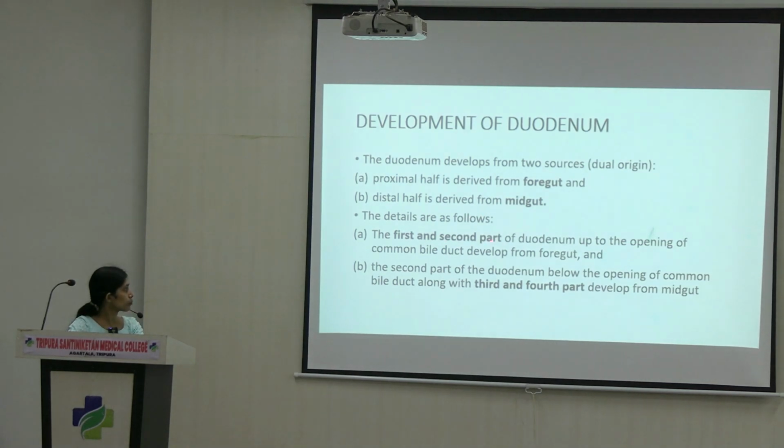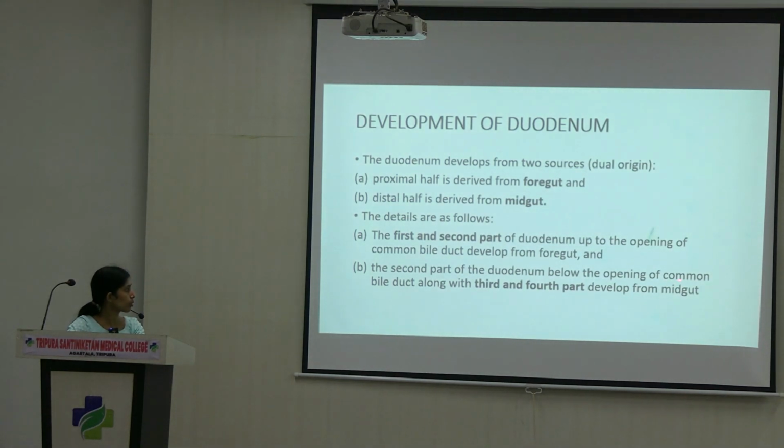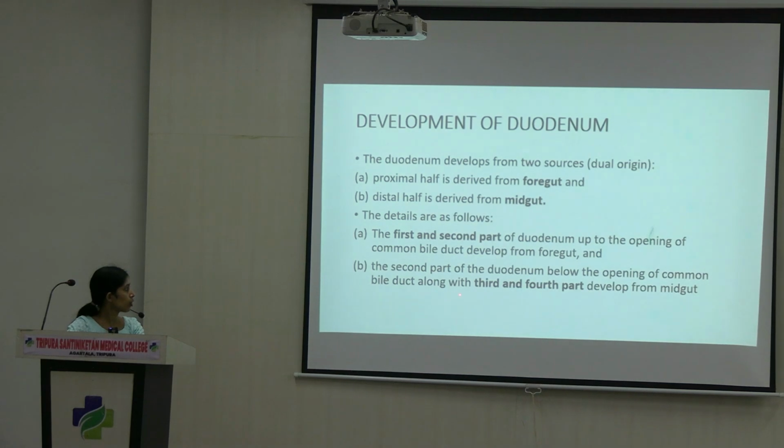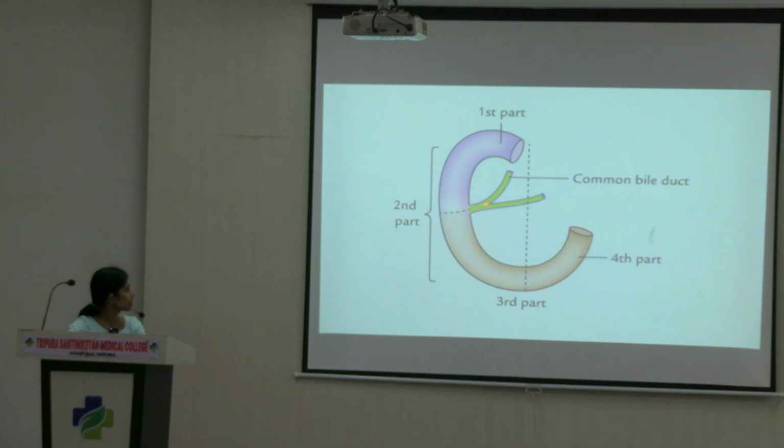The first and second part of the duodenum up to the opening of common bile duct develop from foregut, and the second part of the duodenum below the opening of common bile duct along with the third and fourth part develop from the midgut. Okay. Here you can see, this is the common bile duct. Above this part is going to develop from the foregut, below this part is going to develop from your midgut.